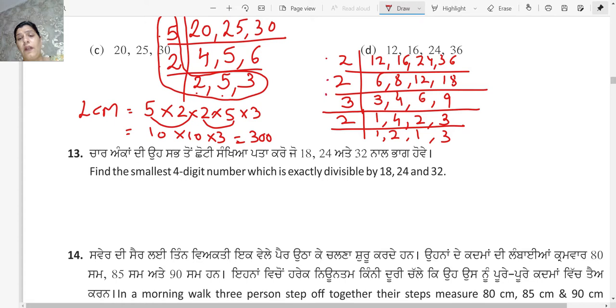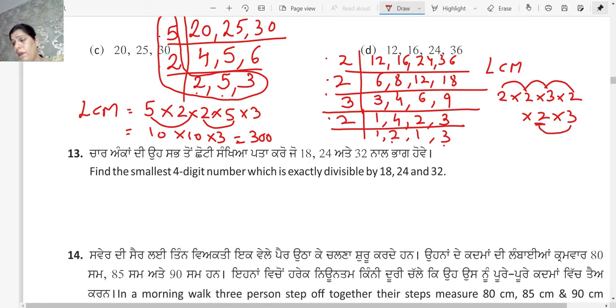So I will multiply all these numbers which are on the left side and which are left below. So the LCM is 2 multiply by 2 multiply by 3 multiply by 2 multiply by 2 multiply by 3. 2 2s are 4, 4 3s are 12, 12 2s are 24, 24 into 2 is 48 and 48 into 3 is 144.